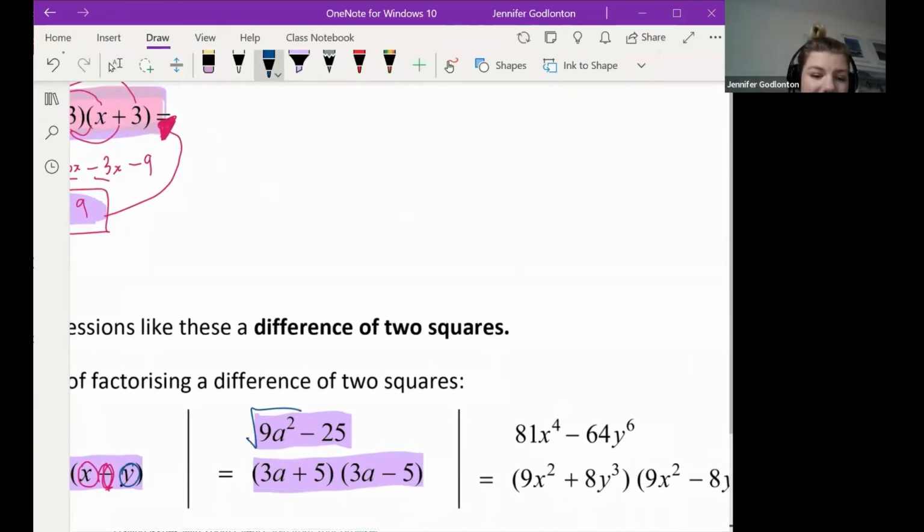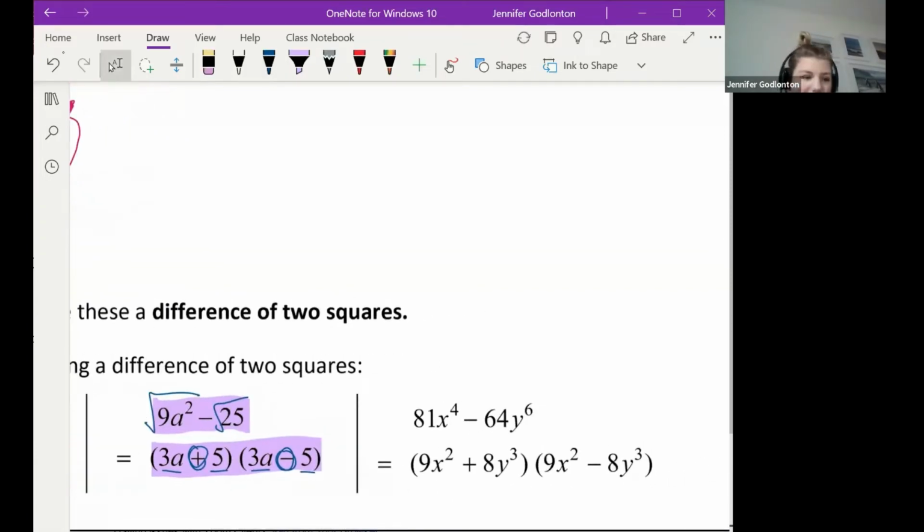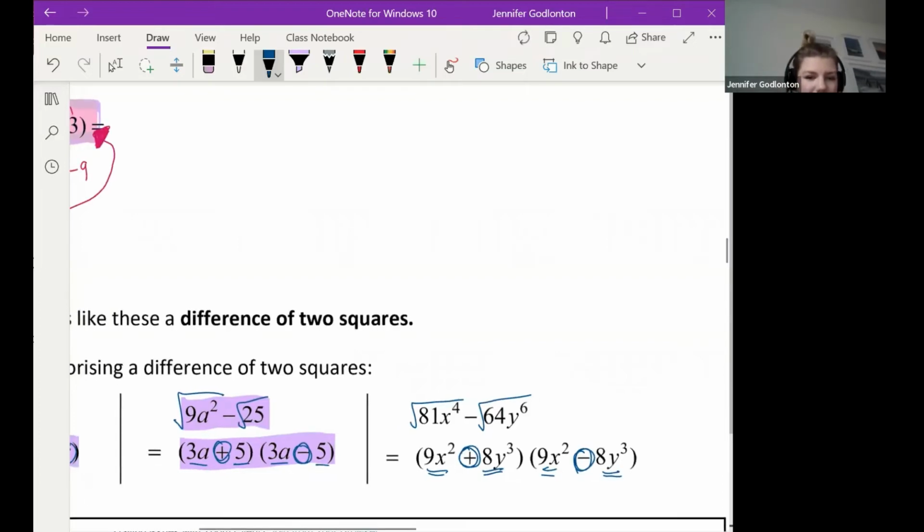So the square root of 9a squared is 3a. Those are my first two terms. I have a plus, I have a minus. The square root of 25 is 5 and 5. Now, obviously, this one looks a little bit nastier, but it's the same idea. The square root of 81x to the 4 is 9x squared. So that's going to go into both. We have a plus, we have a minus. The square root of 64y to the 6 is y to the 3, y to the 3. So if we are given a question like this, this is basically how we'll end up working it out.